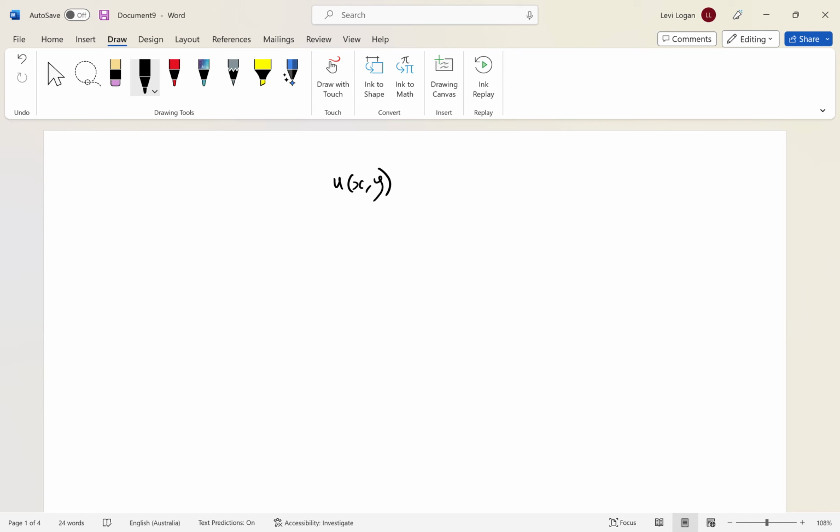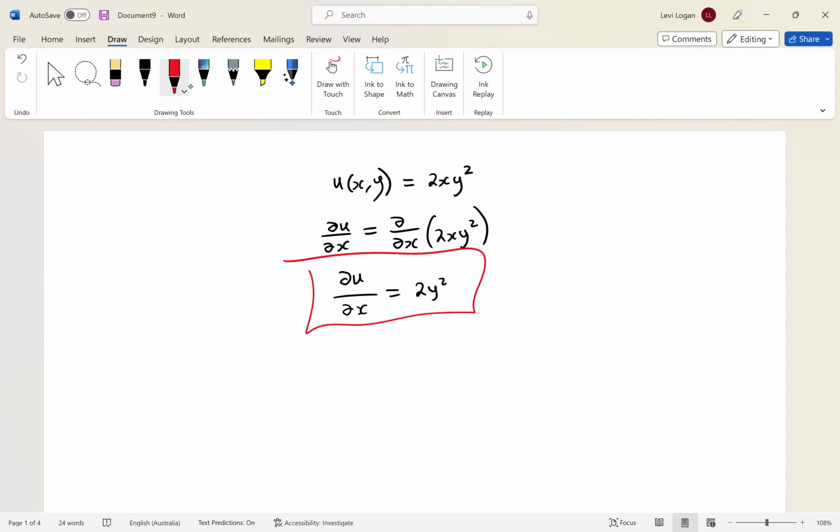Let's say we have this particular function, 2x y squared, and you wanted to find the partial derivative with respect to x. When you find a partial derivative, you treat the other variable as a constant. So I'm treating y squared as a constant and differentiating with respect to x. The partial derivative of u with respect to x is just going to be equal to 2y squared. This here that we've found is a PDE. In this video, given something like this, we want to find a general solution to a function.